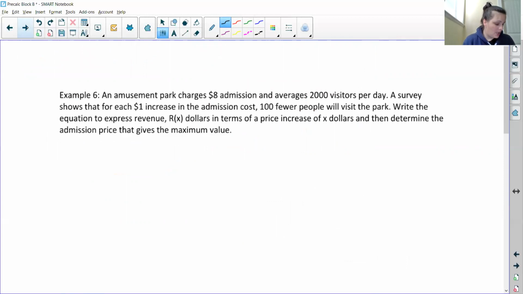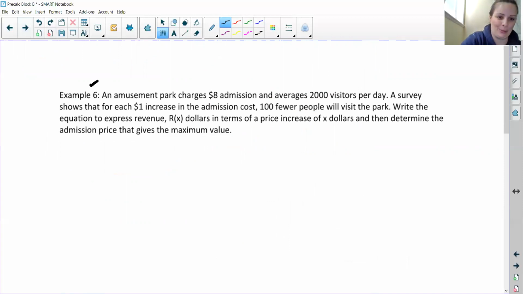Okay. This last one is something that companies do a lot to figure out how to maximize their profit or minimize their costs. So example, I don't know how he went from example 2 to example 6.